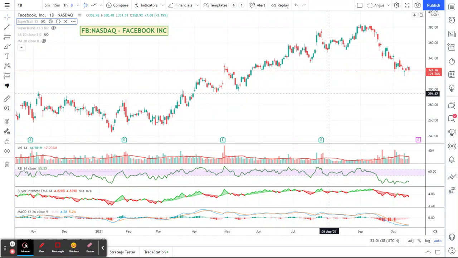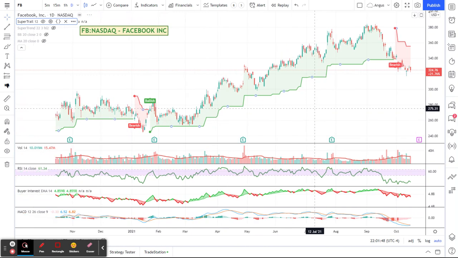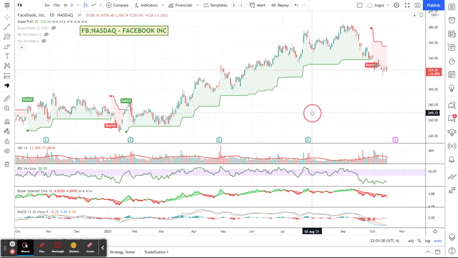Hi there, just for fun, I thought I'd show you how it works. So this is Facebook, FB. And so if I turn on my SuperTrail, you can see that this is roughly over a 1 year period. All I do is move it out just a little bit so I've got more room. But you can see at a 12% stop loss, that's what this line here represents.